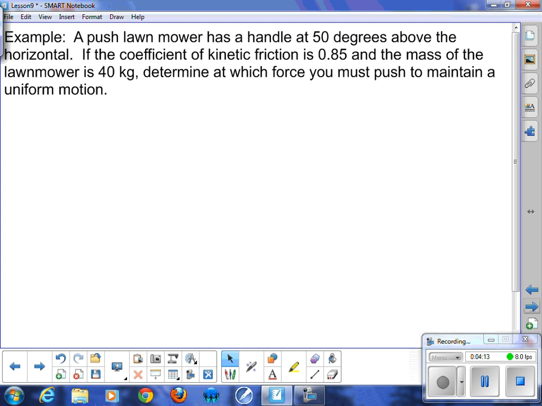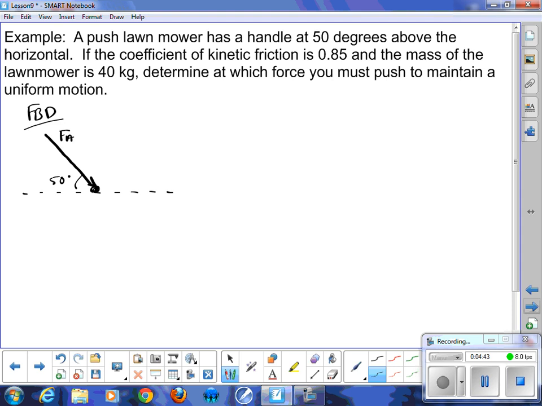All right, so push lawnmower has a handle at 50 degrees above the horizontal. If the coefficient of kinetic friction is 0.85 and the mass of the lawnmower is 40 kilograms, determine at which force you must push to maintain uniform motion. So, free body diagram. Here's the lawnmower. I'm going to push on it at an angle of, I like 50 degrees apparently, 50 degrees. I don't know what my applied force is. All right, so it's Fa.